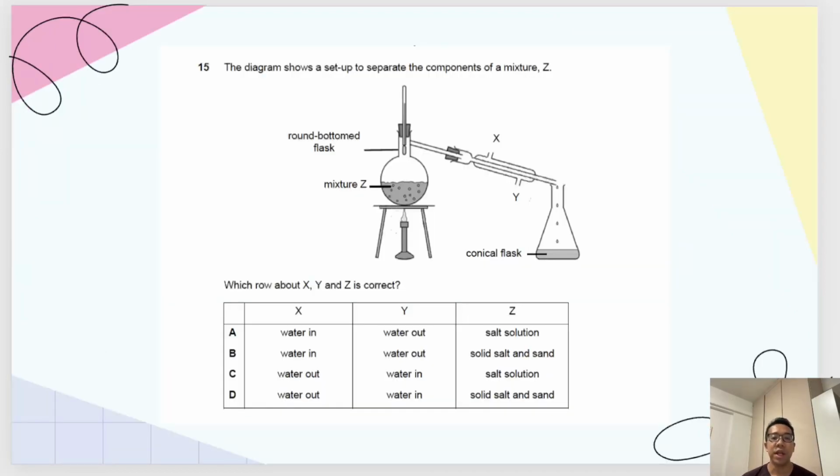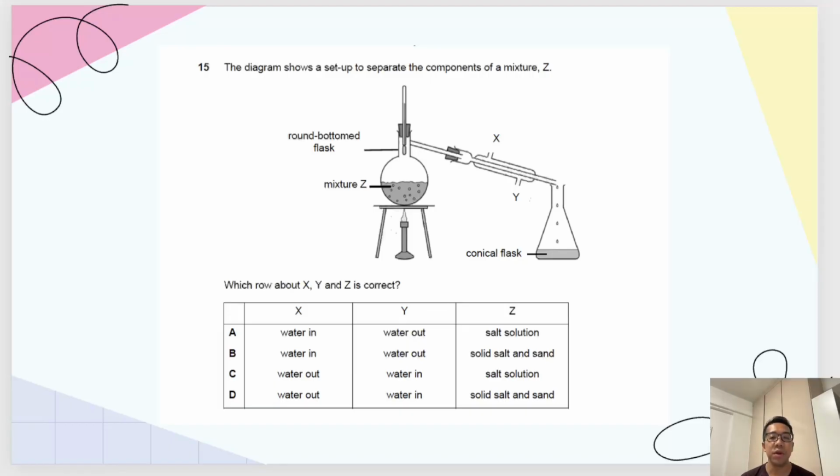So for the first question, it is about a simple distillation setup as seen here. The question is asking you what is the mixture Z as well as the inflow and outflow of water in the condenser marked by the letters X and Y.